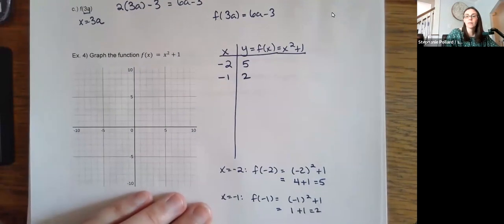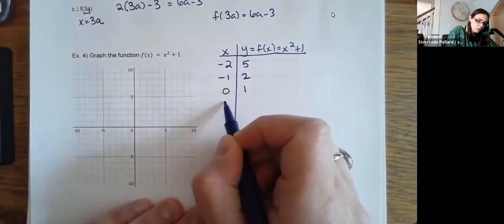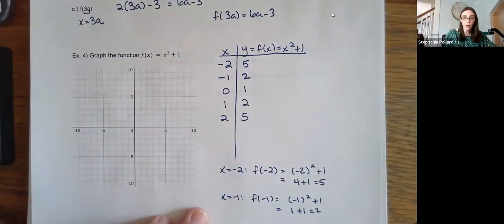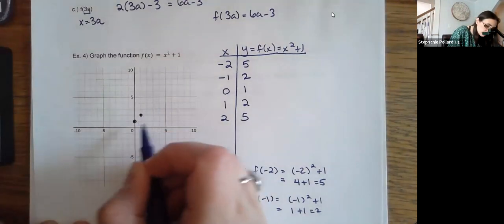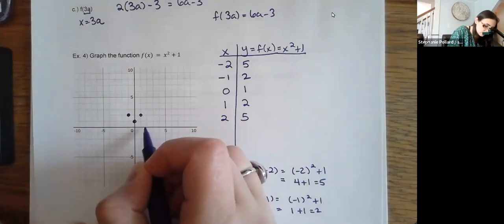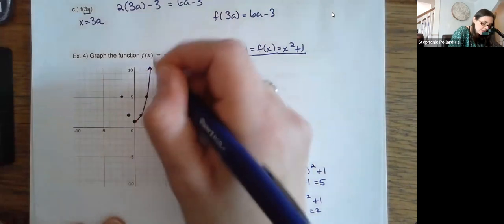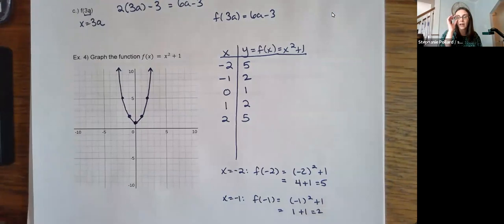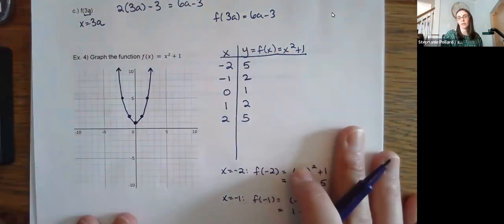So I can still pick all these values to plug in. I choose 0, and I get 1. I choose 1, and I get 2, and I choose 2, and I get 5 again. You can try those couple at home. And when I graph this, I'm going to get a nice U-shaped graph. We're going to see and learn in this class that whenever you have squares as your highest power, you get these U-shaped graphs. They're called quadratics or parabolas. And that's my graph. So there's nothing new here with graphing functions.